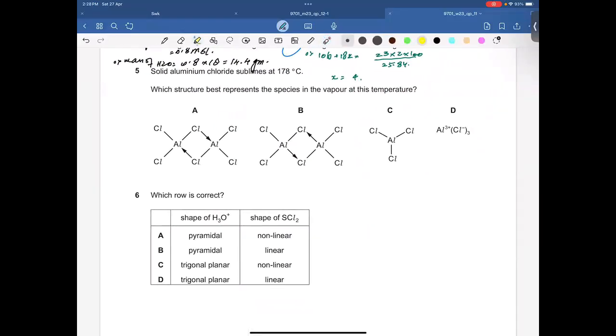Question number 5. Solid aluminum chloride sublimes at 178 degrees Celsius. All right. Which structure best represents the species in the vapor at this temperature? By the way, aluminum chloride is AlCl3. When it sublimes at this temperature, it's going to be converted into Al2Cl6, which is also called dimer. Remember one thing, this dimer exhibits dative bonding.